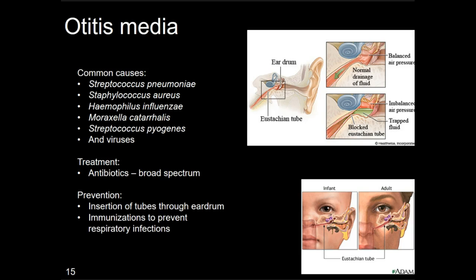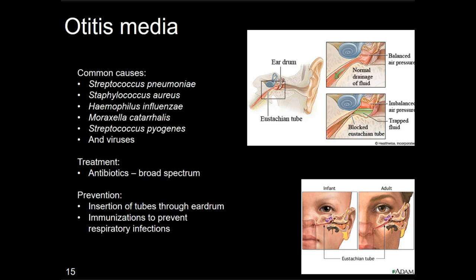So what causes inflammation? That's where the itis comes from. What causes inflammation of that middle ear? Some common causes include the bacteria Streptococcus pneumonia, which you should be very familiar with by now, Staphylococcus aureus, Haemophilus influenza, Moraxella catarrhalis, Streptococcus pyogenes, and different viruses.